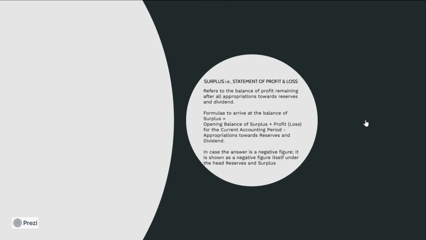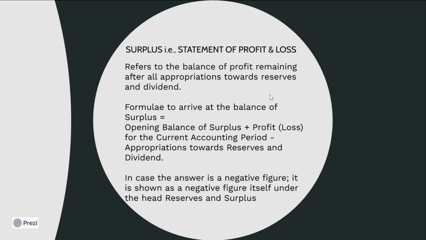So, let's deal with the surplus. Now, what is surplus? That is statement of profit and loss. It refers to the balance of profit remaining after all appropriations towards reserves and dividend. The formula to arrive at the balance of this surplus is equal to, we will take the opening balance of the surplus and add the profit for the current accounting period. In case it's a loss, we will deduct it. And also, we will deduct all appropriations towards reserves and dividend.